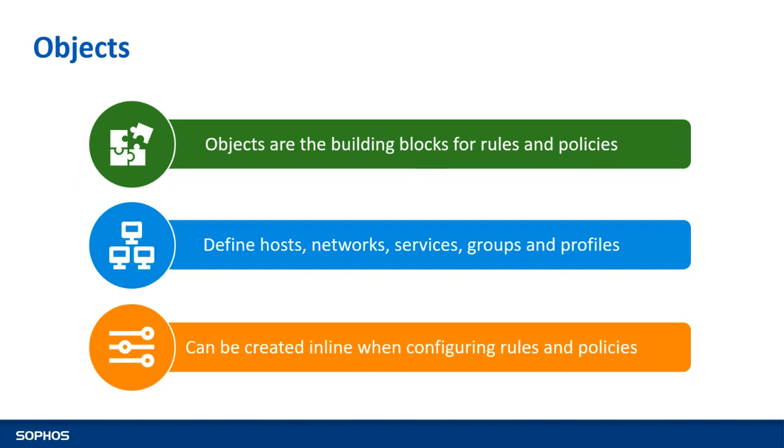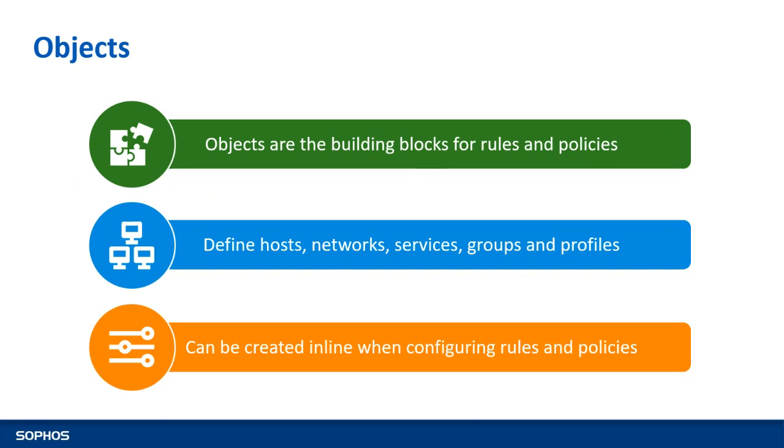Sophos Firewall uses objects as building blocks for configuring rules and policies. By defining reusable objects once for things like hosts, services, and networks, you can speed up configuration and simplify changes by having a single place to make a change.